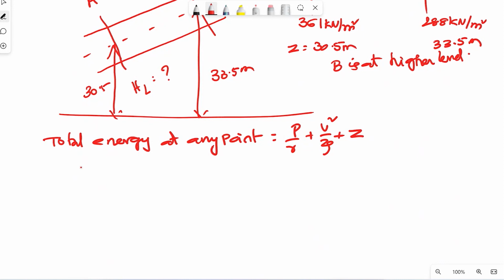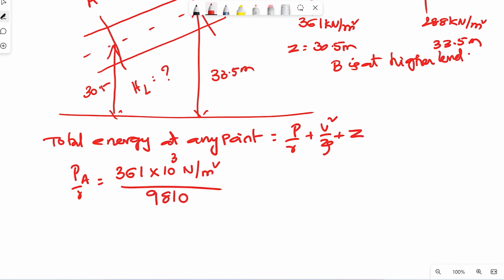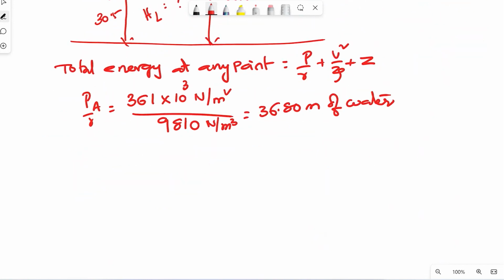So now, what is Pa by gamma? He has given it as 361 kilonewton per meter square, into 10 to the power of 3 Newton per meter square. Gamma: what is flowing? Water is flowing, so it is 9810 Newton per meter cube. If you see it, how much is it coming? 36.80 meters of water. Meters means you should write which fluid it is also, so that is very important.